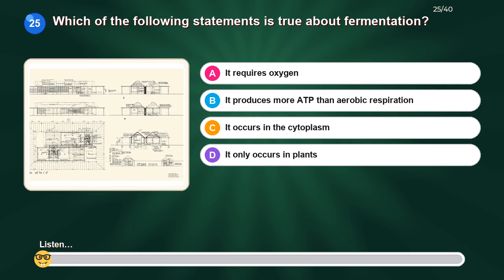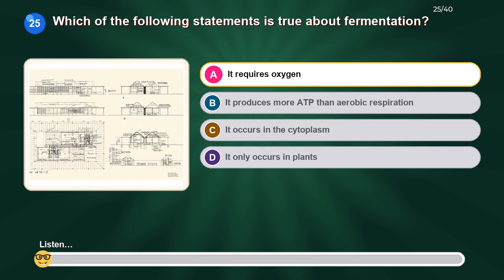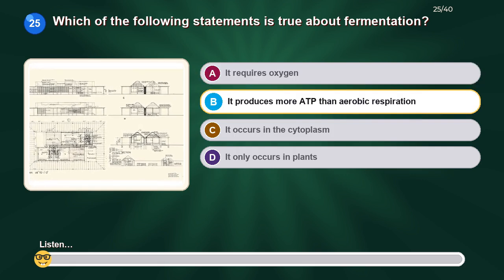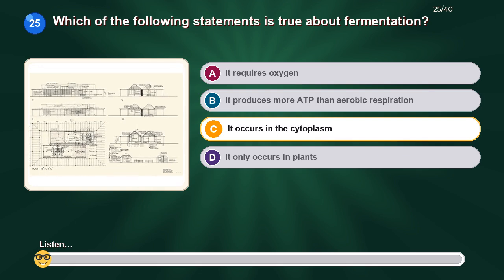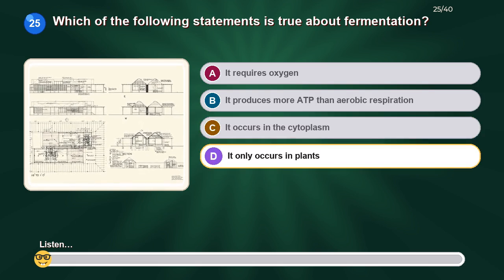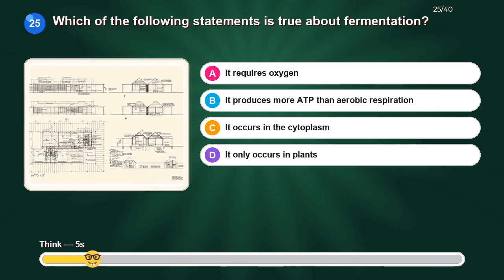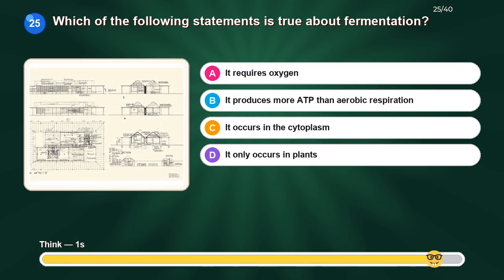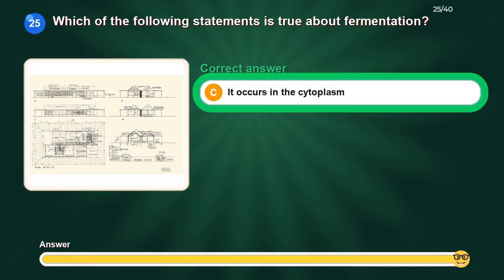Which of the following statements is true about fermentation? Option A, it requires oxygen. Option B, it produces more ATP than aerobic respiration. Option C, it occurs in the cytoplasm. Option D, it only occurs in plants. The correct answer is, it occurs in the cytoplasm.